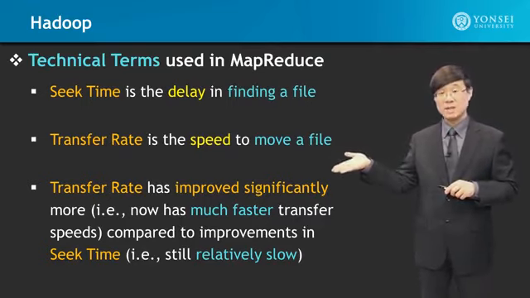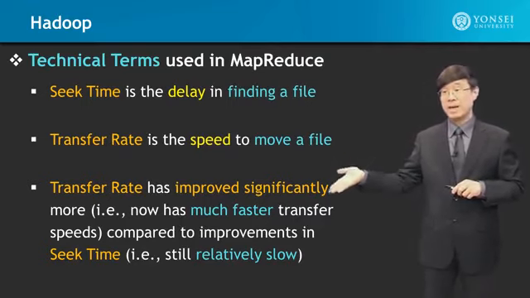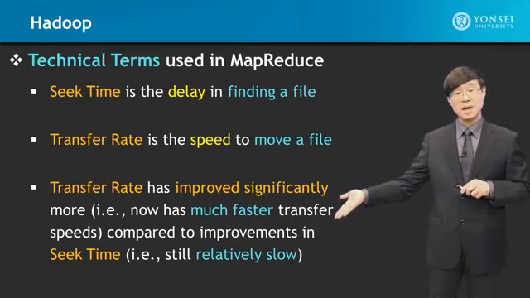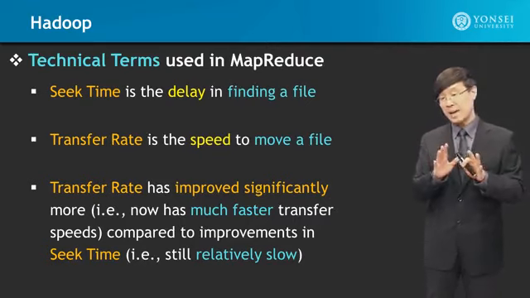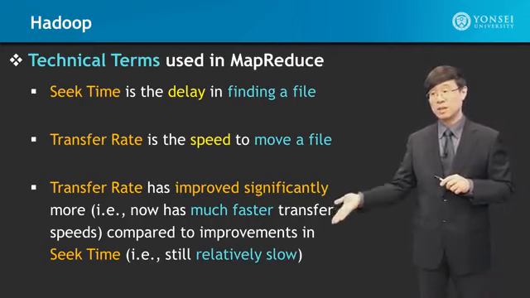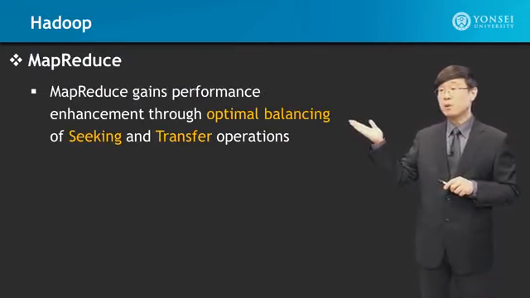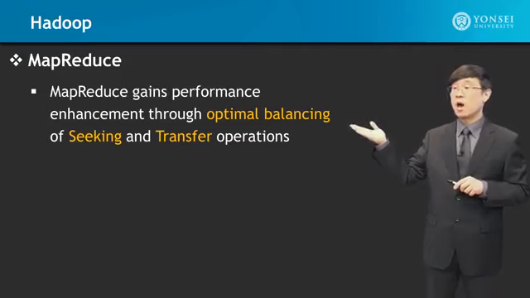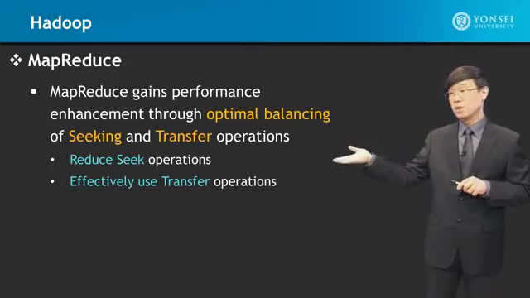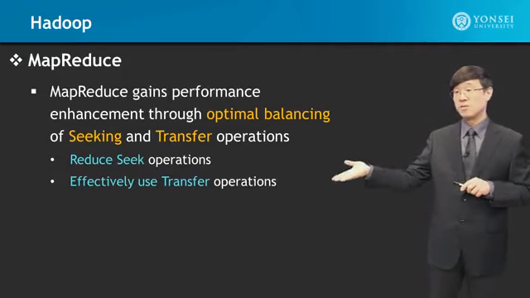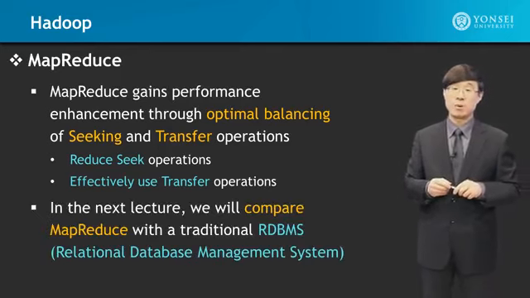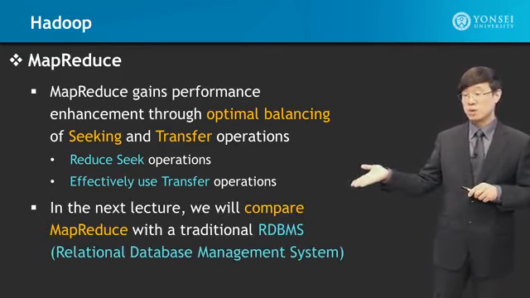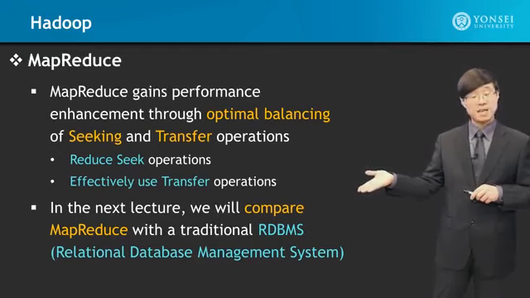Looking at what we have as an advantage in transfer rate and as still a disadvantage in seek time, the Hadoop system was maximized in its performance considering these two factors. MapReduce gains performance enhancements through optimal balancing of seeking and transfer operations. Reduce seek operations, effectively use transfer operations more to gain a higher performance. In the next lecture, we will compare MapReduce with traditional RDBMS, Relational Database Management Systems.